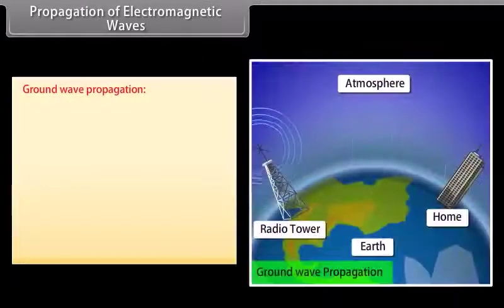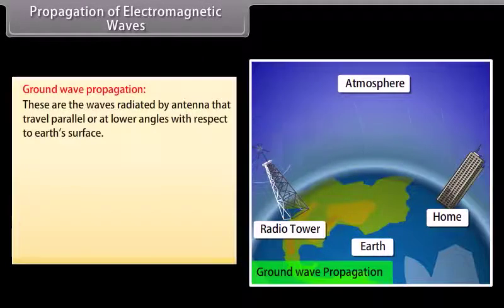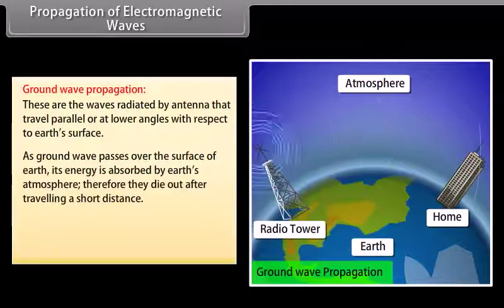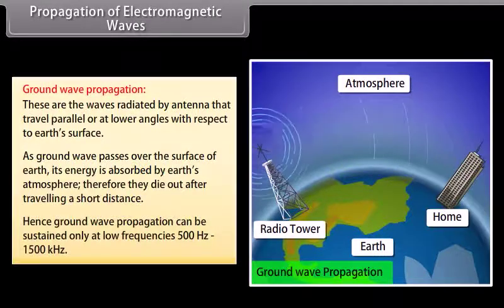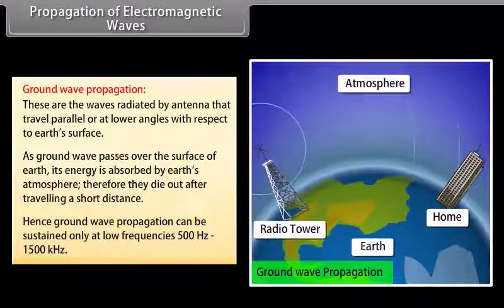Ground wave propagation. These are the waves radiated by antennae that travel parallel or at lower angles with respect to Earth's surface. As a ground wave passes over the surface of Earth, its energy is absorbed by Earth's atmosphere. Therefore, they die out after traveling a short distance. Hence, ground wave propagation can be sustained only at low frequencies, 500 Hz to 1500 kHz.